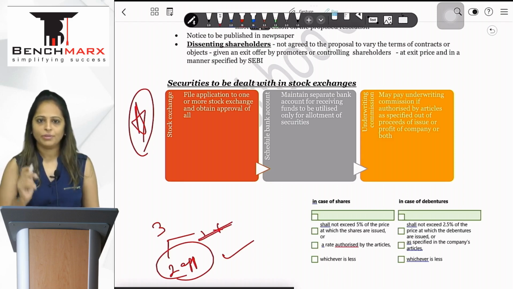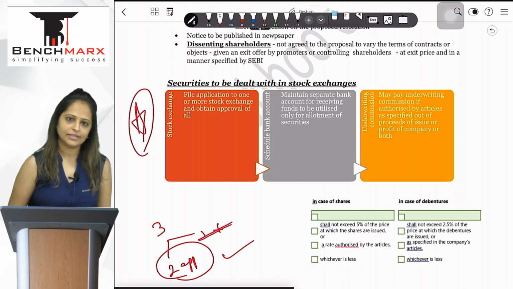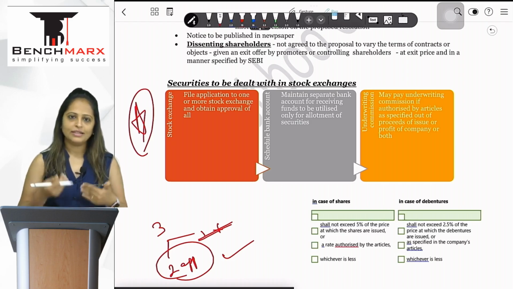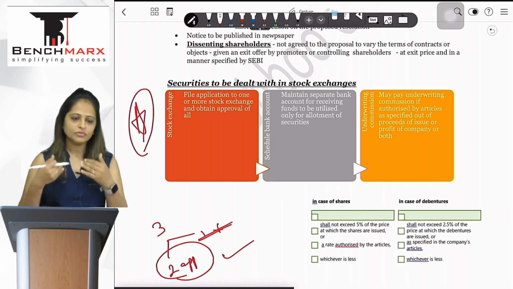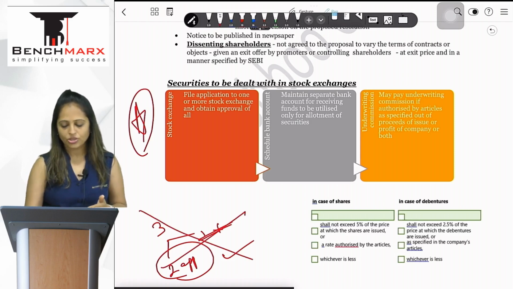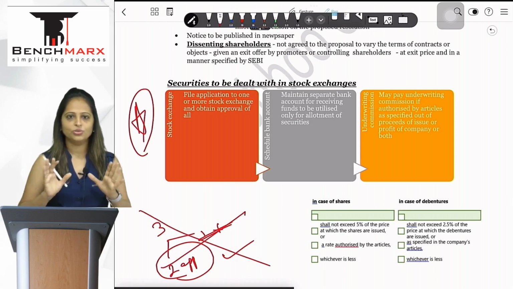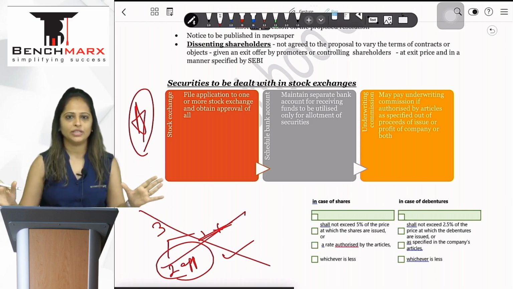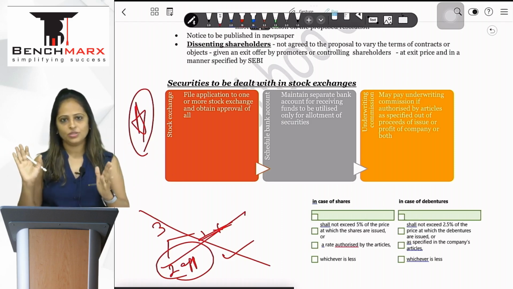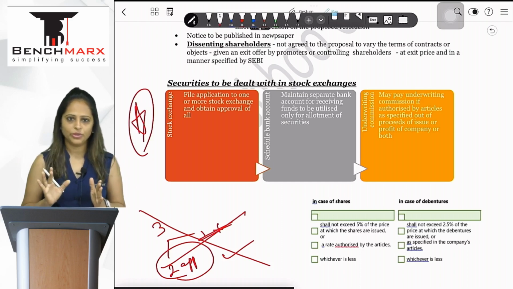So always remember, this can be asked as a practical case study type of question: if you have applied to the stock exchanges and all of them have given you the approval, then you can go ahead. But even if one of them has said no, you cannot issue the shares to the public at large. So you need the approval of all the stock exchanges to whom you have applied, and only then can you issue the securities. That is an important point to note here.